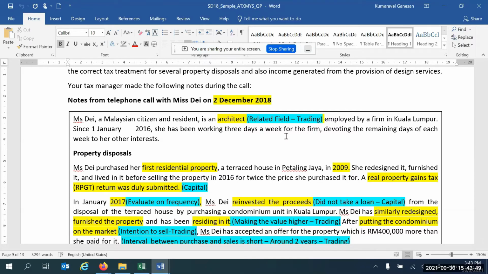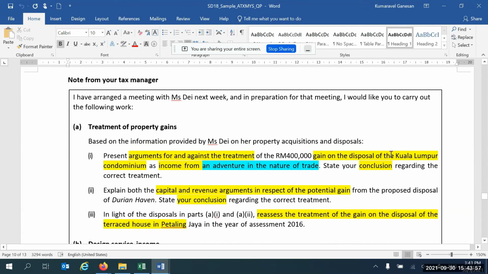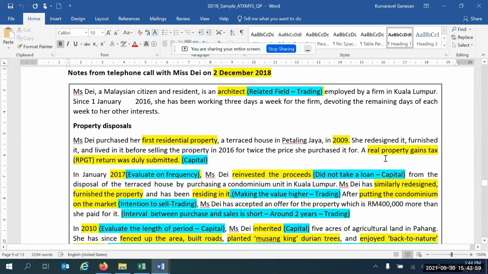Okay. Purchase the first residential property. Now, be careful. They're not asking that. They're asking about the Kuala Lumpur condominium. Right? So she purchased one in 2009. She redesigned it, furnished it, lived in it before selling the property for twice the price she purchased it for. This was not asked. So if you bring up the PJ property, it's not correct for this. So the RPGT return was duly submitted.